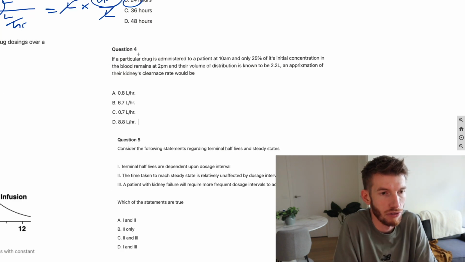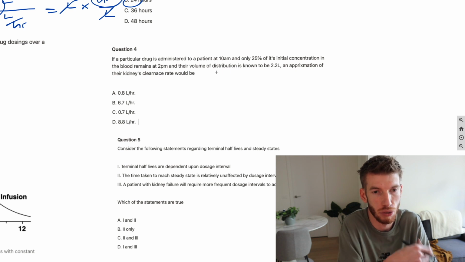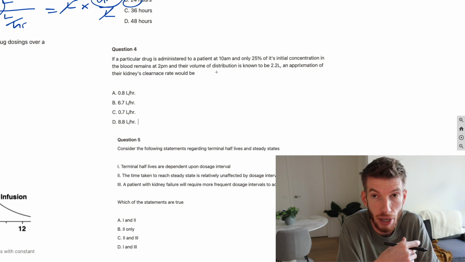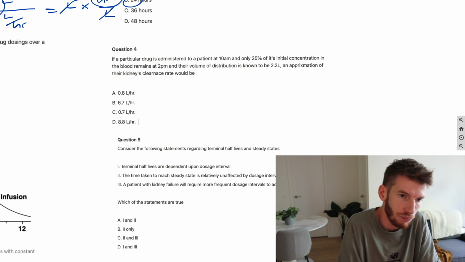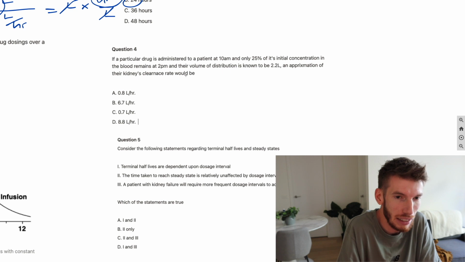Okay, so question 4: if a particular drug is administered to a patient at 10 a.m. and only 25% of its initial concentration in the blood remains at 2, and their volume of distribution is known to be 2.2 litres, an approximation of their kidney's clearance rate would be. I'm just going to ignore all the typos that are in there and fix those later.